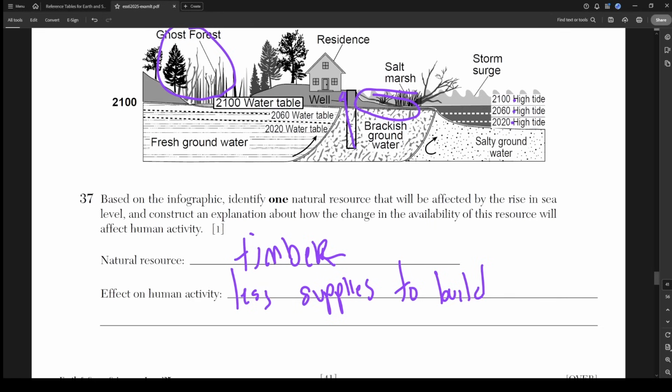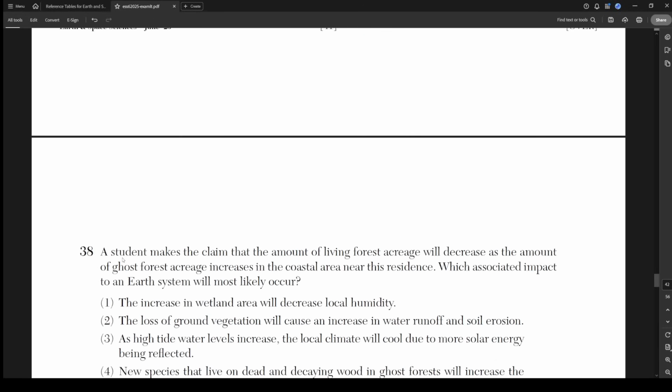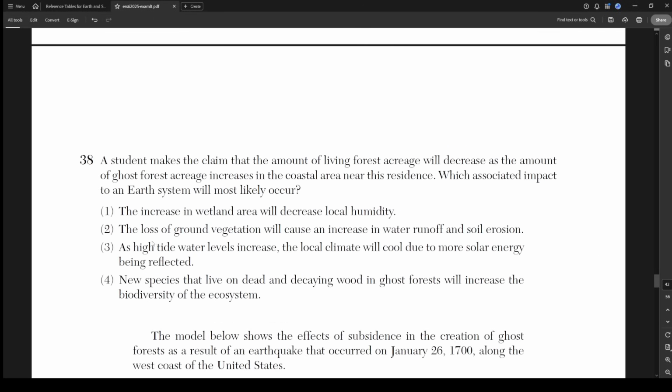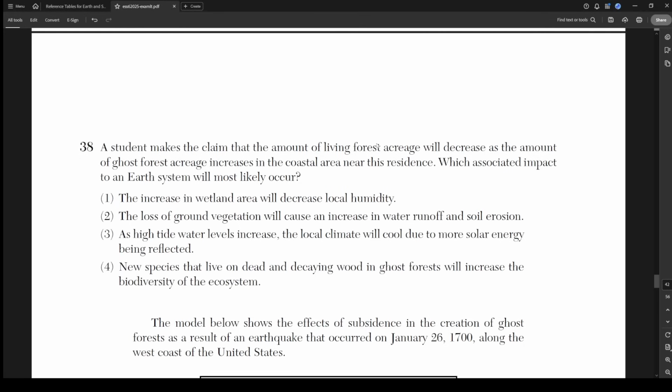So 3 out of 10, but +1 for test fatigue, 4 out of 10 difficulty. All right, 38. A student makes the claim that the amount of living forest acreage will decrease as the amount of ghost forest acreage increases. Yeah, we said that. So obviously, if there's more ghost forest, there's less living forest.